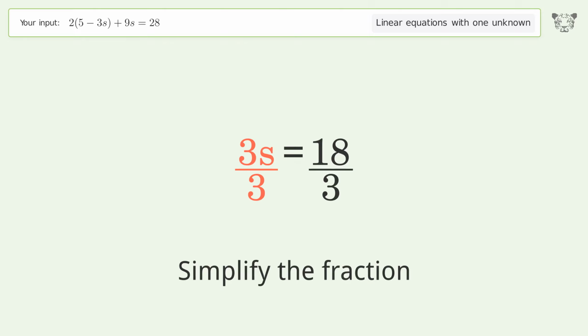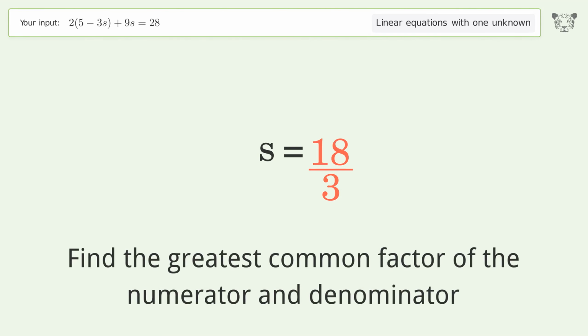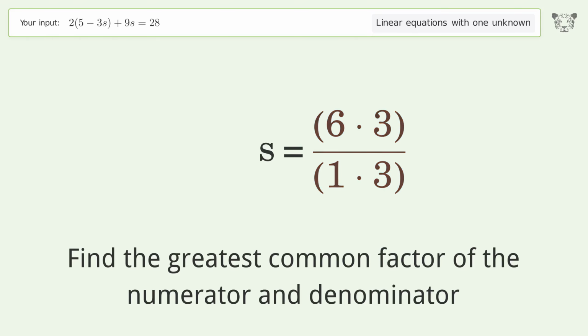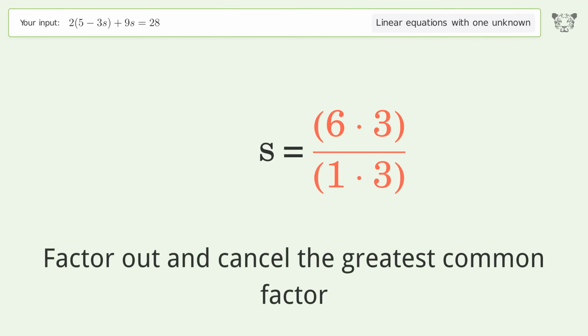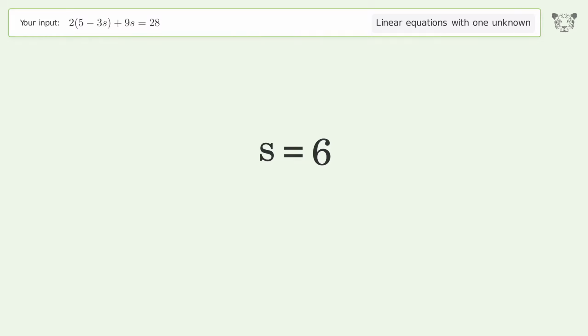Simplify the fraction. Find the greatest common factor of the numerator and denominator. Factor out and cancel the greatest common factor. And so the final result is s equals 6.